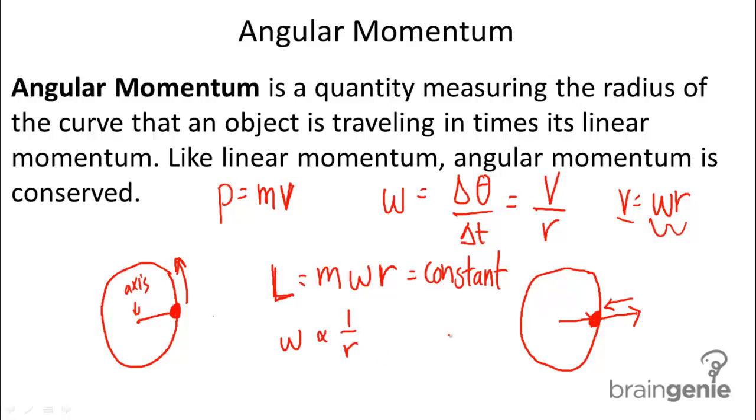For example, when you see the figure skaters increasing the length of their arm and then decreasing the length of their arm, they're basically changing their radius. As they change their radius, because angular momentum is conserved, that's going to change the angular velocity. So, for example, if I increased the radius, that would cause a decrease in the angular velocity. And the opposite would hold true. If I decreased the radius, that would cause an increase in the angular velocity.